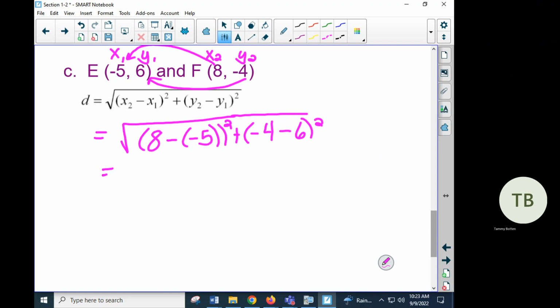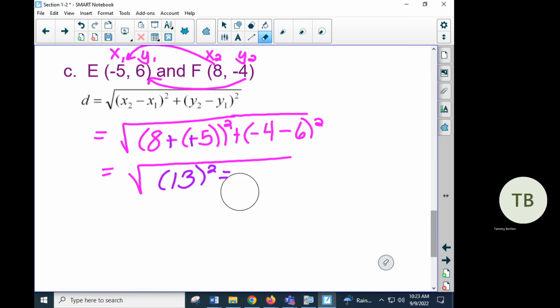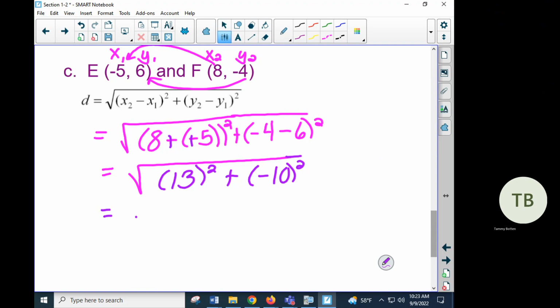Okay, now, if you look here, we have two negatives in a row, and what happens with two negatives? It's positive, and so 8 plus 5 is 13 squared. Here, what's -4 minus 6? -10. Plus, and this is negative 10 squared. Now, again, if you put that in your calculator, the positive you don't have to put in parentheses, but the negative you do. So I usually just do this in my head, but if you go 13 squared plus negative 10 squared, just put the negative 10 in parentheses.